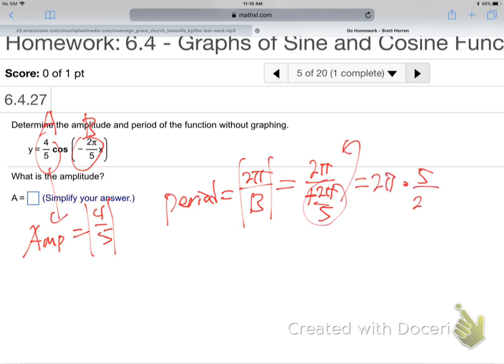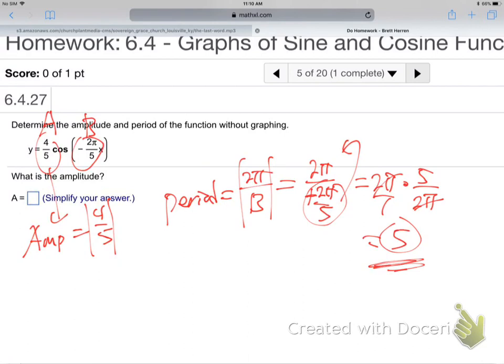So 5 over 2 pi, good so far. When you have a fraction on the bottom, flip it up, multiply, 2 pi over 1, 2 pi's cancel, 5. Period's 5. I'm pretty sure they don't say negative. Yeah, so indeed it is regular 5. Period and amplitude, we only give the positive answer.